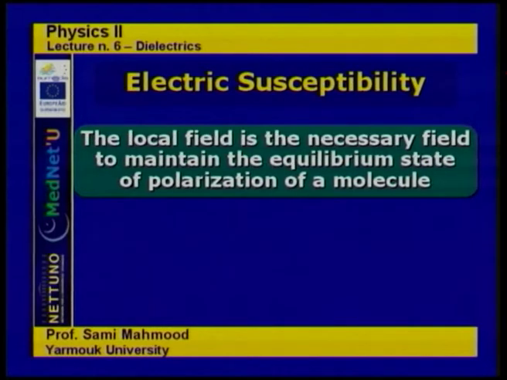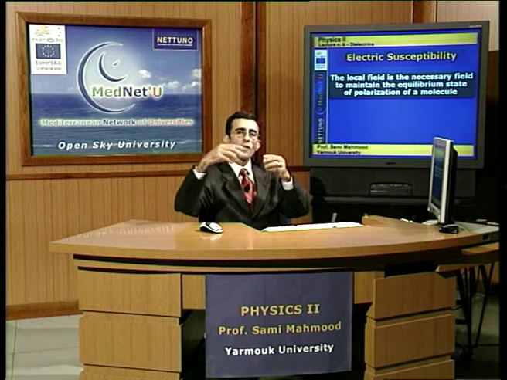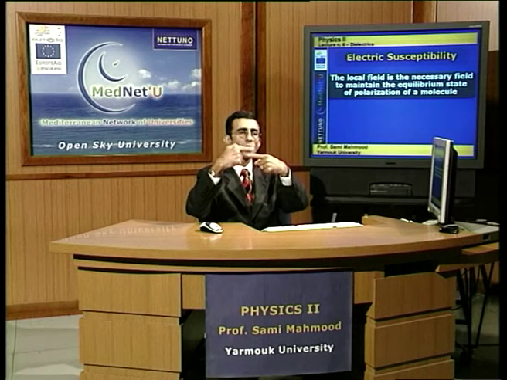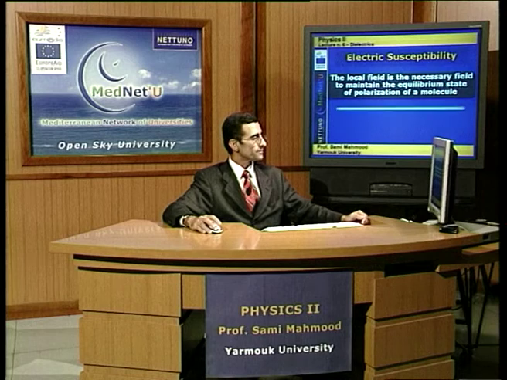The local field is the field necessary, by definition, to maintain the equilibrium state of polarization of the molecule. As we apply a total electric field E naught plus E prime to a molecule, there is a separation of charges within this molecule, in such a way that it introduces a molecular field in the opposite direction to the applied field, in order to maintain this charge separation and the equilibrium state of the charge configuration.